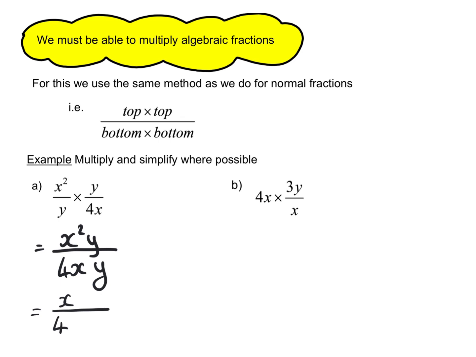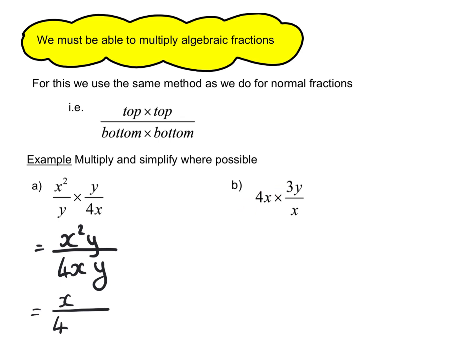That's obviously quite straightforward, so we're not going to do a lot of examples of that. The only kind of variation on this you might see is something like this, 4x on its own multiplied by the fraction 3y over x. Now, when we have something that's not a fraction like this multiplying a fraction, this part only multiplies the numerator.